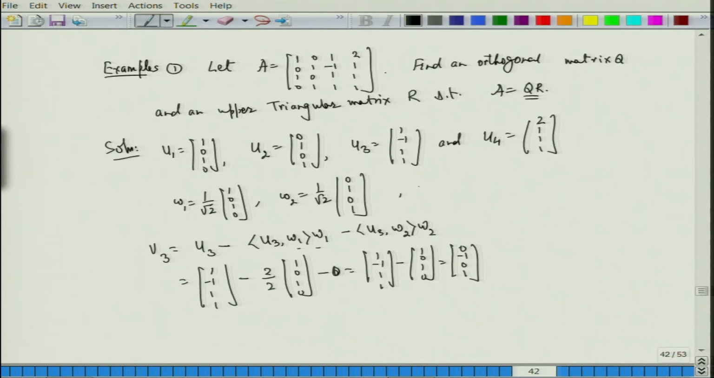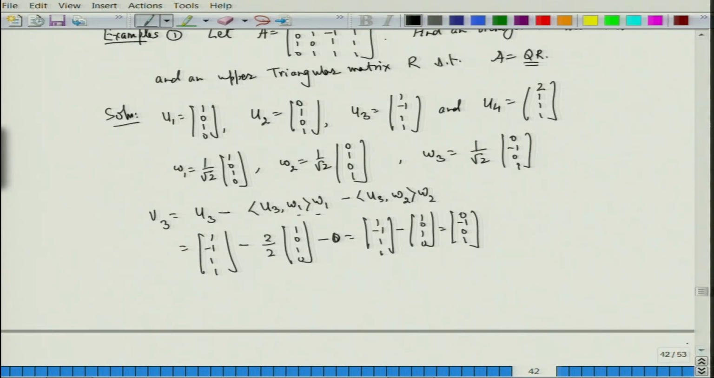So be careful, I always make mistakes, as I said. So I define W3 as 1 upon root 2 times 0 minus 1 0 1. Now I have to compute V4. So let's look at V4. V4 is 2 1 1 1 minus V4 with W1 times W1, V4 with W2 times W2, and V4 with W3 times W3.